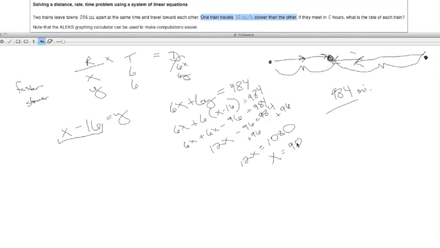So that means if we look back at our table, the faster train was going 90 miles per hour. Now let's look back at this equation. With x equal to 90, x minus 16 equals y. So to find out how fast the slower train was going, we just take 90, subtract 16 from it, and we get y equals 74. So the faster train was going 90 miles per hour, and the slower train was going 74 miles per hour.